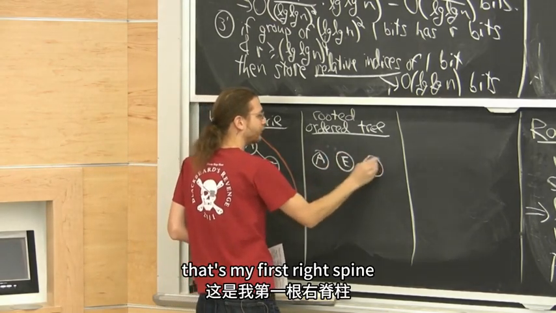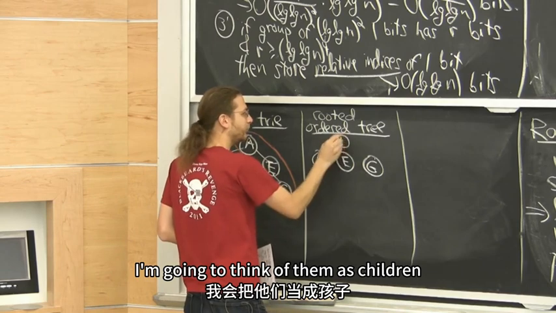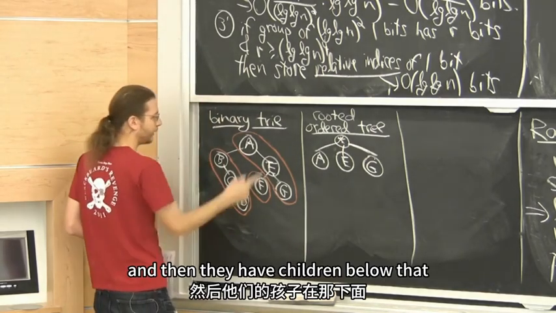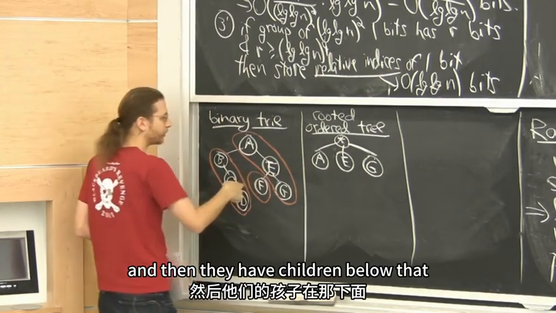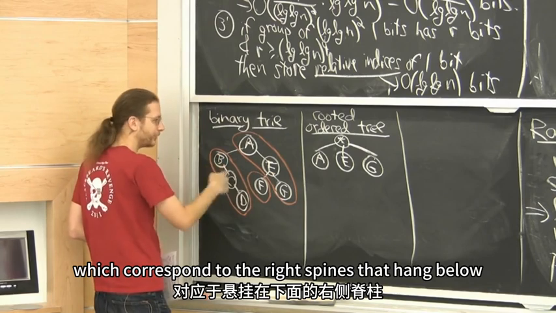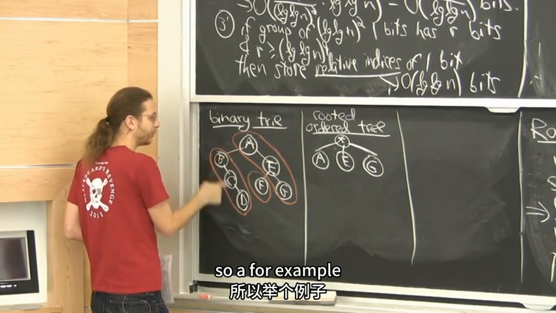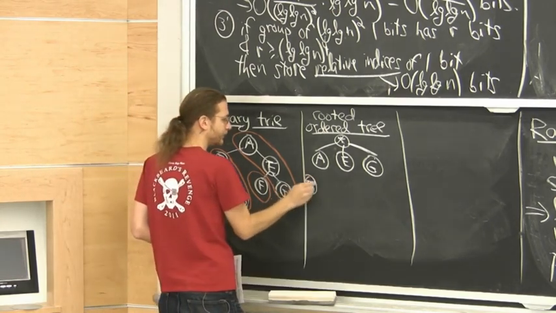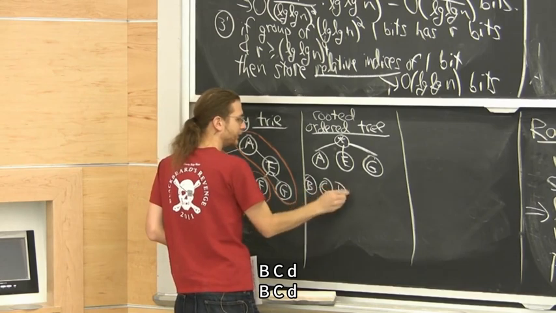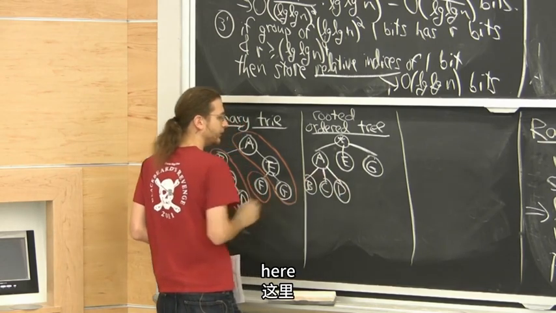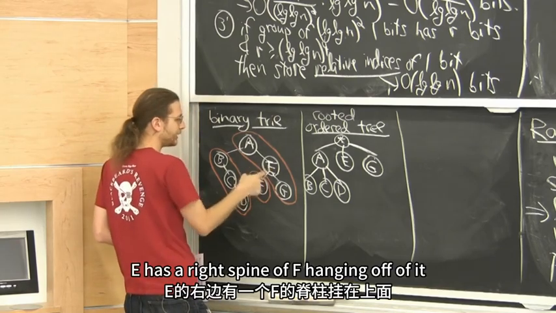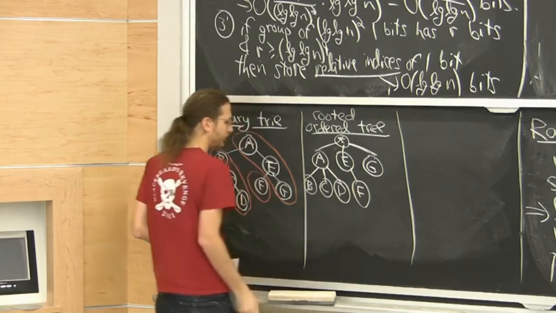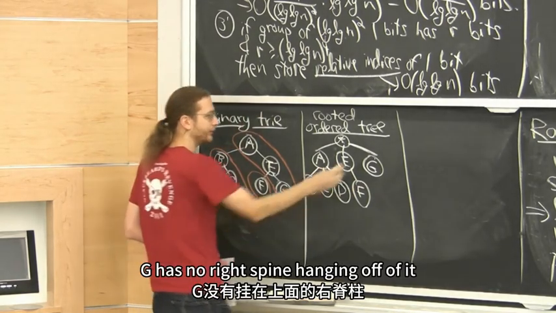So I have A, E, G. That's my first right spine. I'm going to think of them as children of a new root node. And then they have children below that which correspond to the right spines that hang below. So A, for example, has this right spine B, C, D. So we have B, C, D here. E has a right spine of F hanging off of it. G has no right spine hanging off of it.